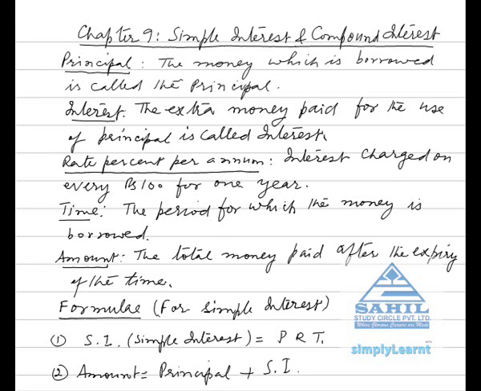Chapter 9. Simple interest and compound interest. Principal. The money which is borrowed is called the principal. Interest. The extra money paid for the use of principal is called interest. Rate percent per annum. Interest charged on every ₹100 for 1 year is called rate percent per annum.